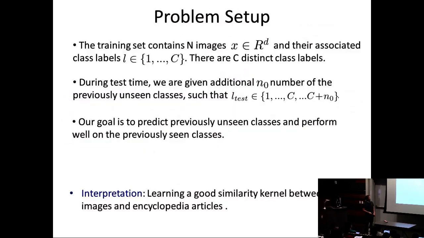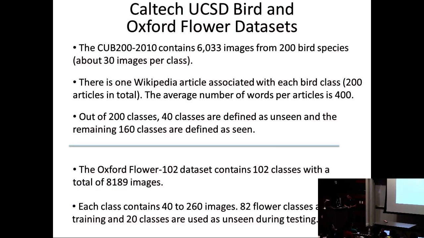Yeah. And so let's look at the problem setup. You have a training set of n images and the associated class labels. These are C distinct class labels. And at test time, we're given n0 previously unseen classes. The goal is to predict previously unseen classes as well as do well on the previously seen classes. So you really want to generalize to new classes as well. And the interpretation here is that you want to learn a good similarity kernel, a similarity metric, between images and Wikipedia articles. And this is what the model can do.